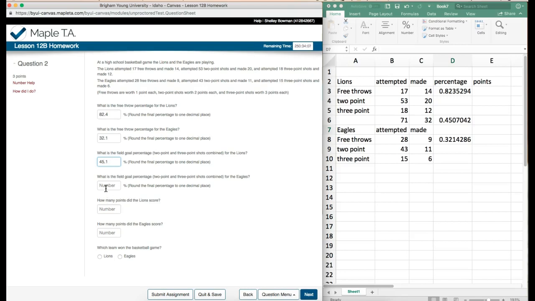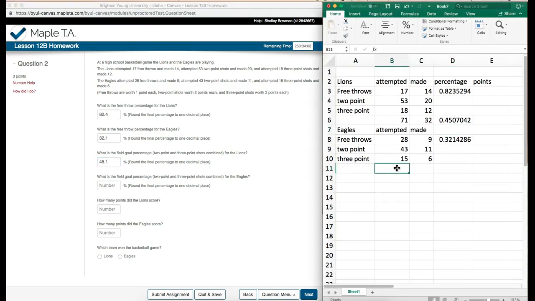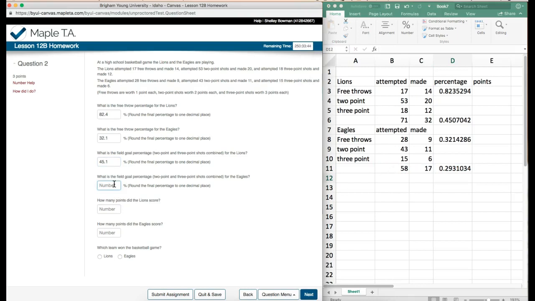And then the same thing for the Eagles. So we're going to total these down here. Equals our 2-point and our 3-point together, and then we'll total the completions of those, and then we will divide the ones that they completed by the ones that they attempted, for our percentage of 29.3%.